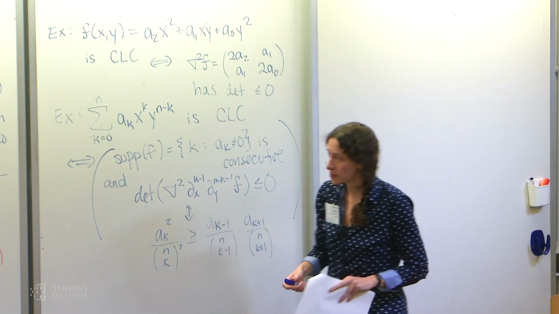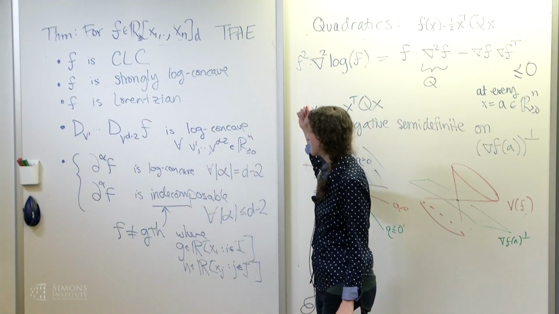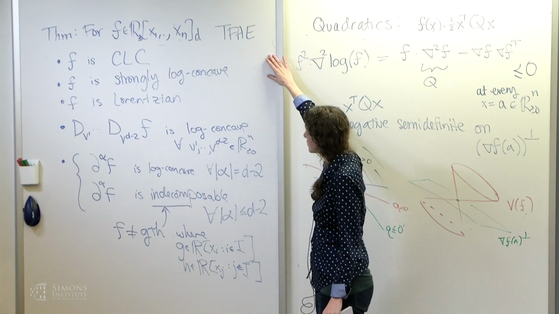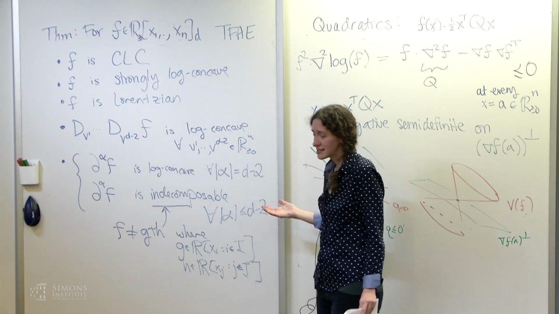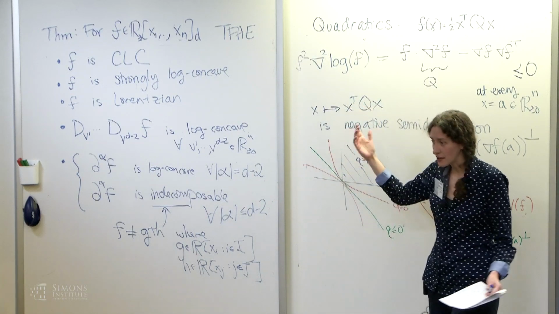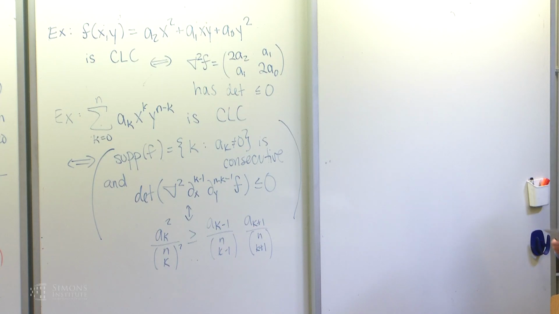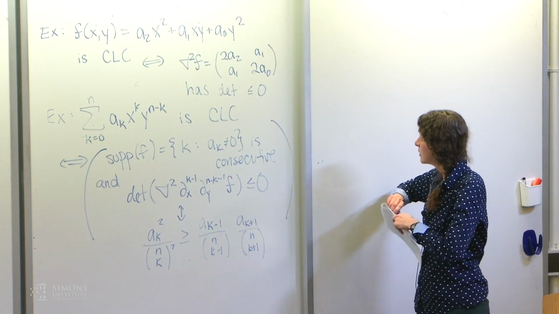I want to talk. I'm not going to sketch a proof of any of these things, but I want to just talk about one or two pieces that I find nice that are involved in this, and that people who care about stable polynomials and interlacing families might care about.